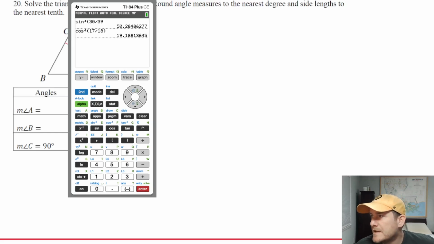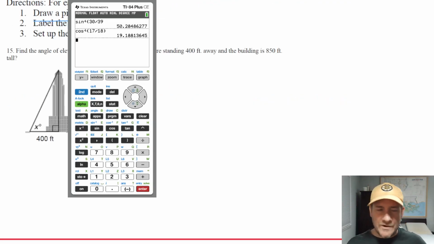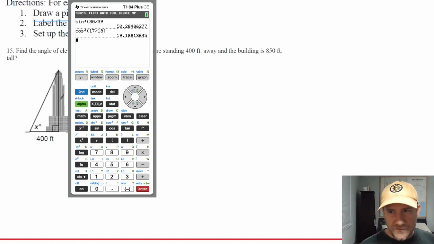Yeah, okay. So what I said in class was, I think every single word problem on our upcoming quiz, you'll have the picture already drawn for you. So you won't really have to worry about drawing the picture incorrectly, but you still have to worry about how to do the math. So if I read this, it says find the angle of elevation to the nearest degree if you're standing 400 feet away and the building is 850 feet tall.